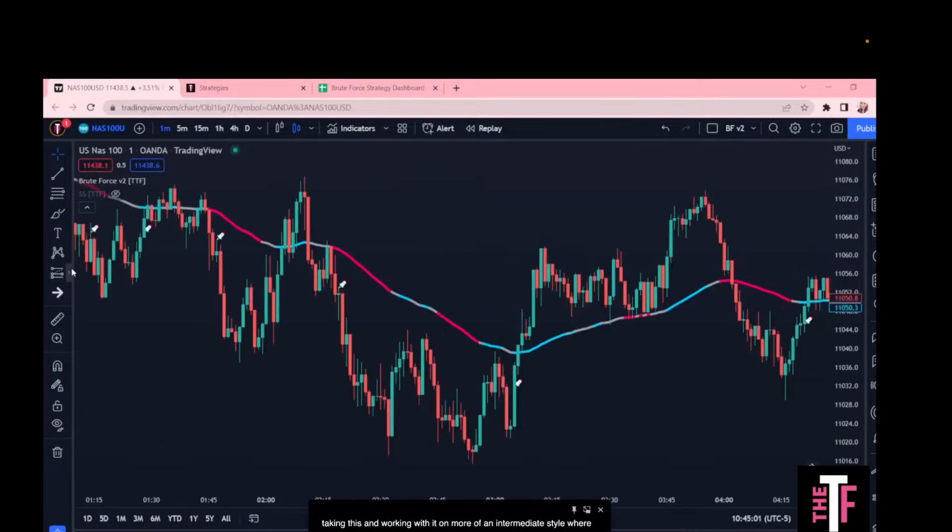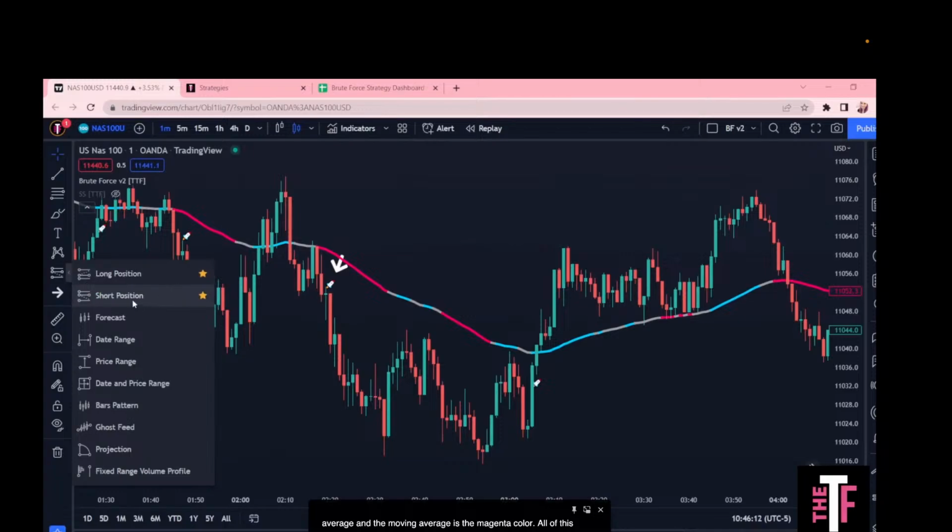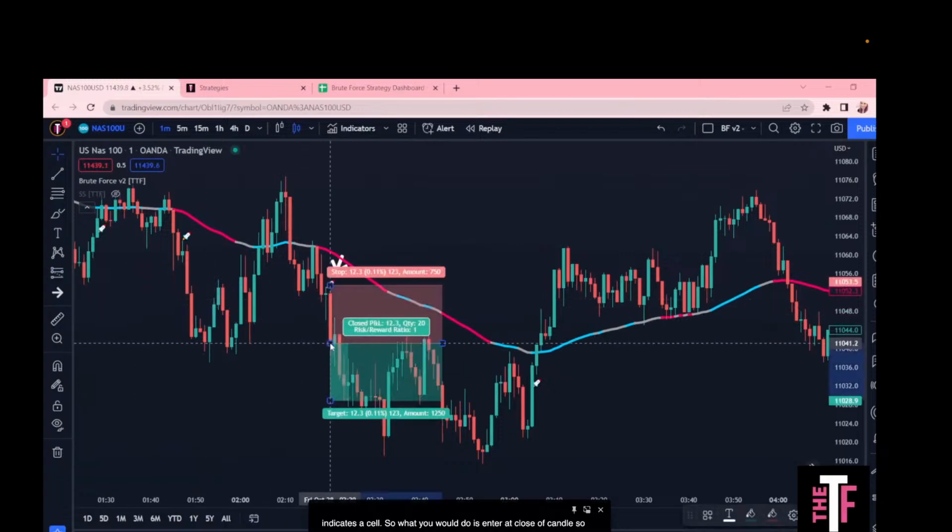So now I'm going to show you guys an example of a sell. What you can see here is we have a rocket ship that prints above the candle. It is below the moving average, and the moving average is the magenta color. All of this indicates a sell. So what you would do is enter at close of candle, so you would enter in down here.